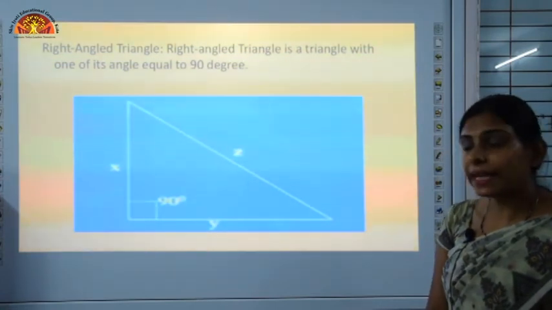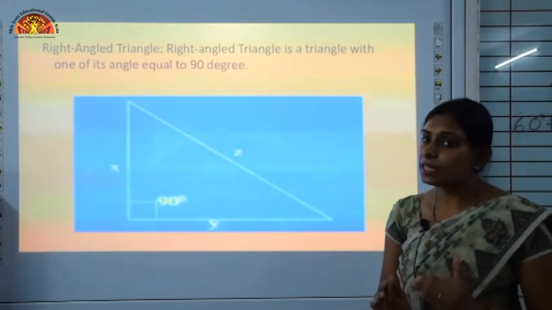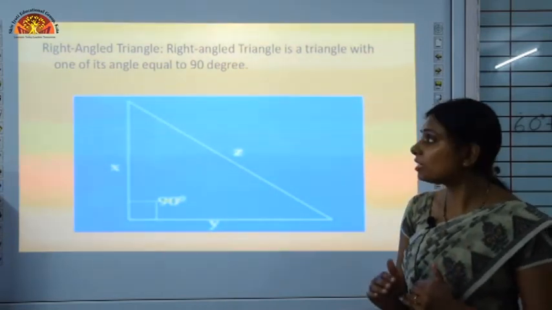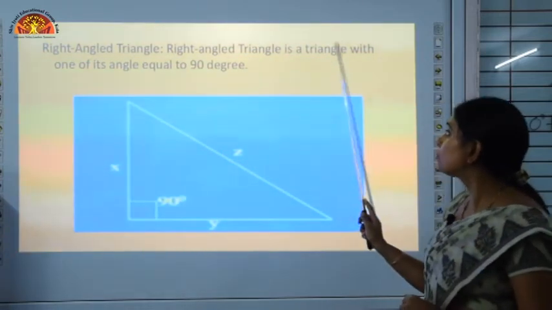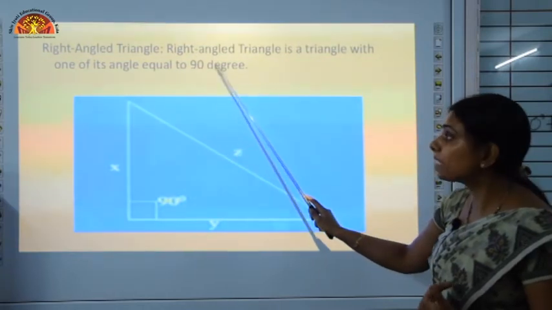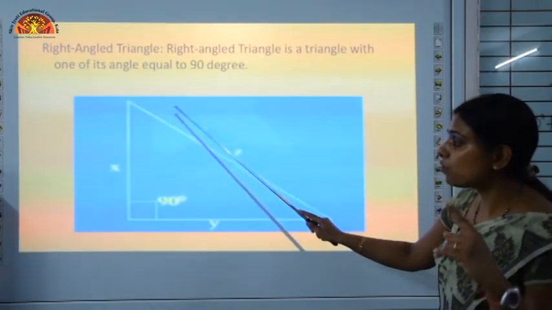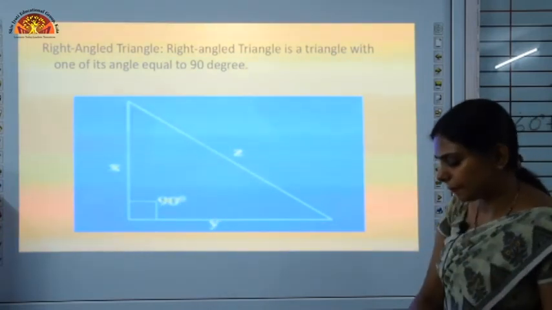Now, the right angle triangle. What is a right angle? That is, the measure of the angle is 90 degree. If we are talking about the right angle triangle, then a right angle triangle is a triangle with one of its angles equal to 90 degree. Means in case of a right angle triangle, one angle will be 90 degree.